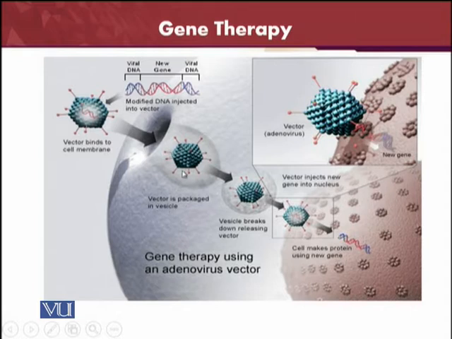The vector is packed in the vesicle, and then the vesicle breaks down, releasing the vectors. The vesicle breaks down before entering, and then the vector goes inside. The vector injects the new gene and it goes directly inside the nucleus. Then it takes the host machinery to replicate itself and make the protein using the new genes. The new gene will be incorporated inside the host, and it is capable of replacing or only introducing new genes inside the body.